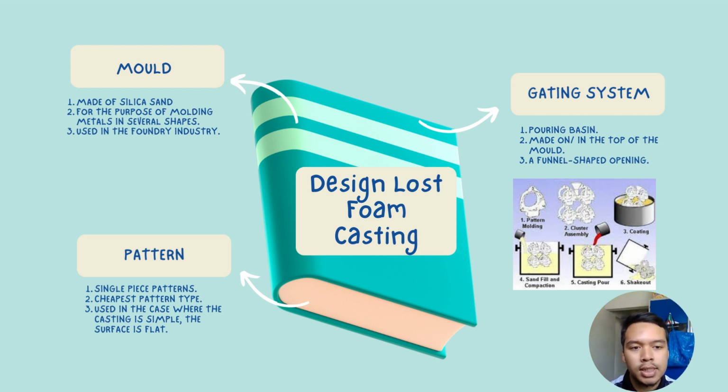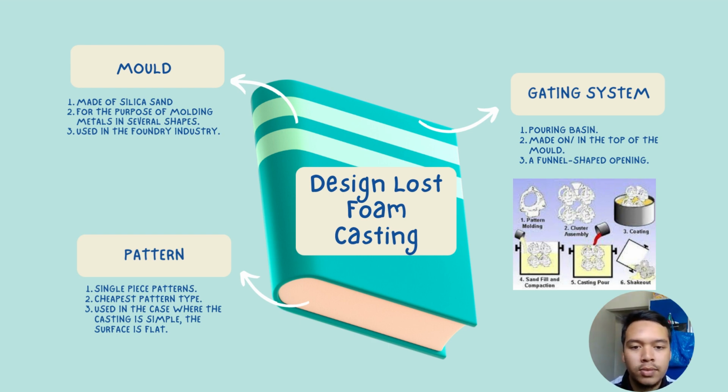Next is the gating system. For our lost foam casting product, we use a pouring basin. The pouring basin is part of the gating system and is made on or in the top of the mold. Sometimes a funnel shaped opening which serves as the pouring basin is made at the top of the sprue in the cope. And last one is the pattern.